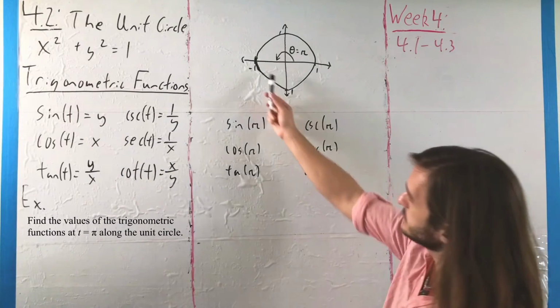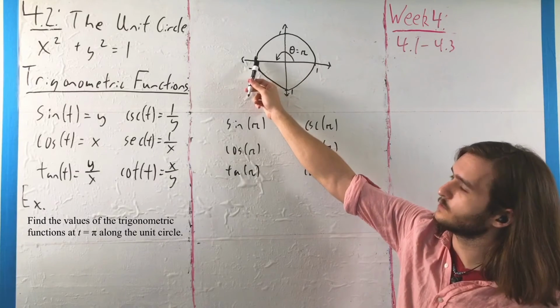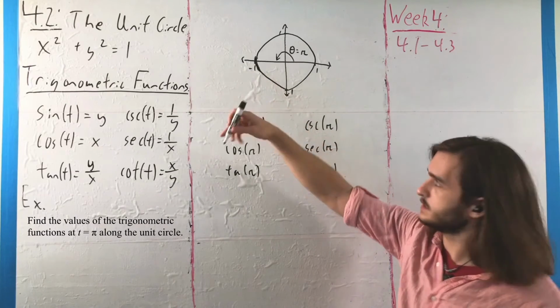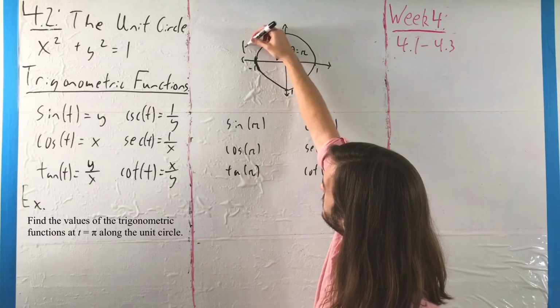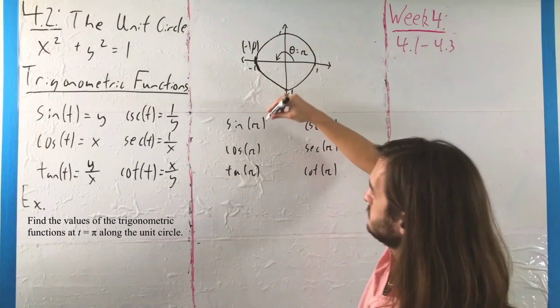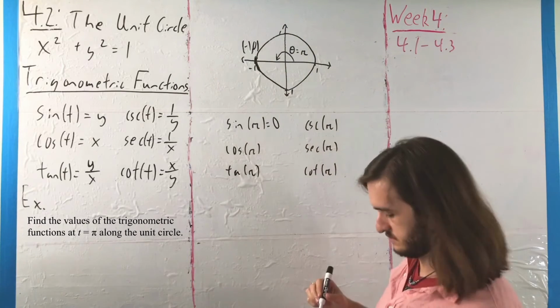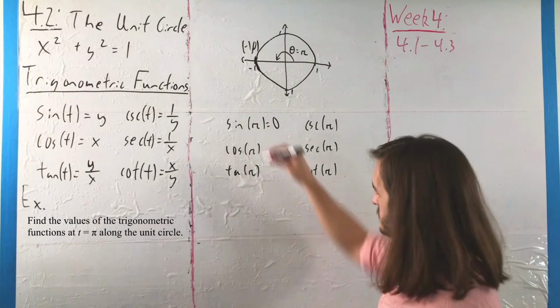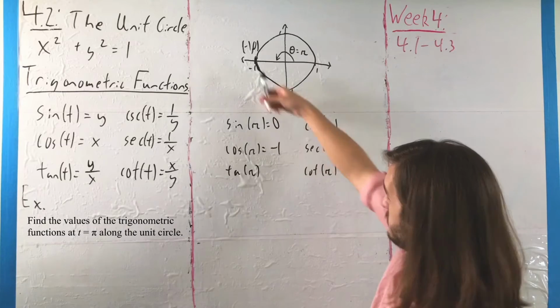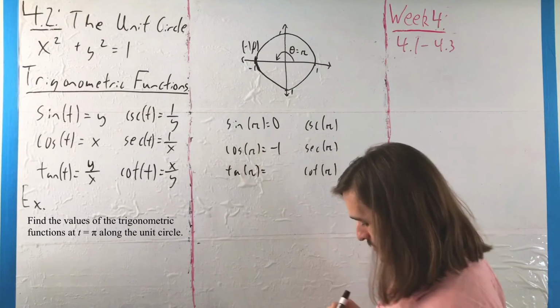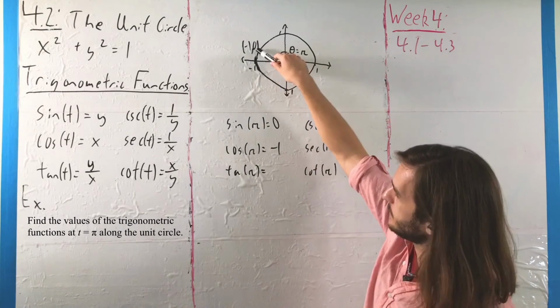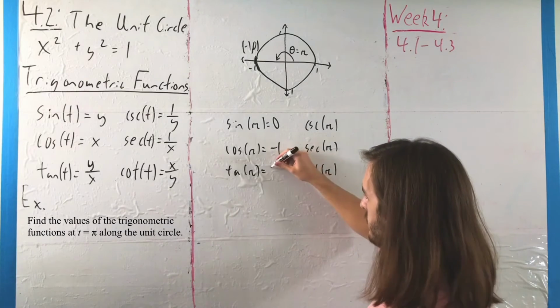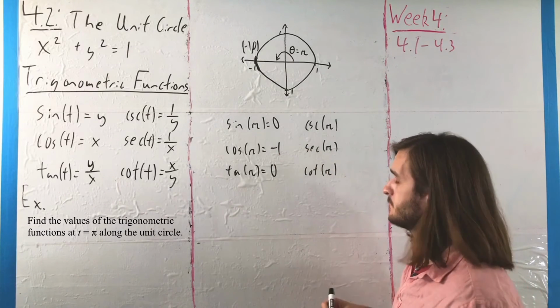Sine is y, but in this case, when we're going all the way over to here, we're going to end up at the point negative 1, 0. That's where this point is that we're on. So, the vertical component here is 0, while the horizontal component would be negative 1. And then the ratio of those two, y over x, 0 over negative 1, would be 0.